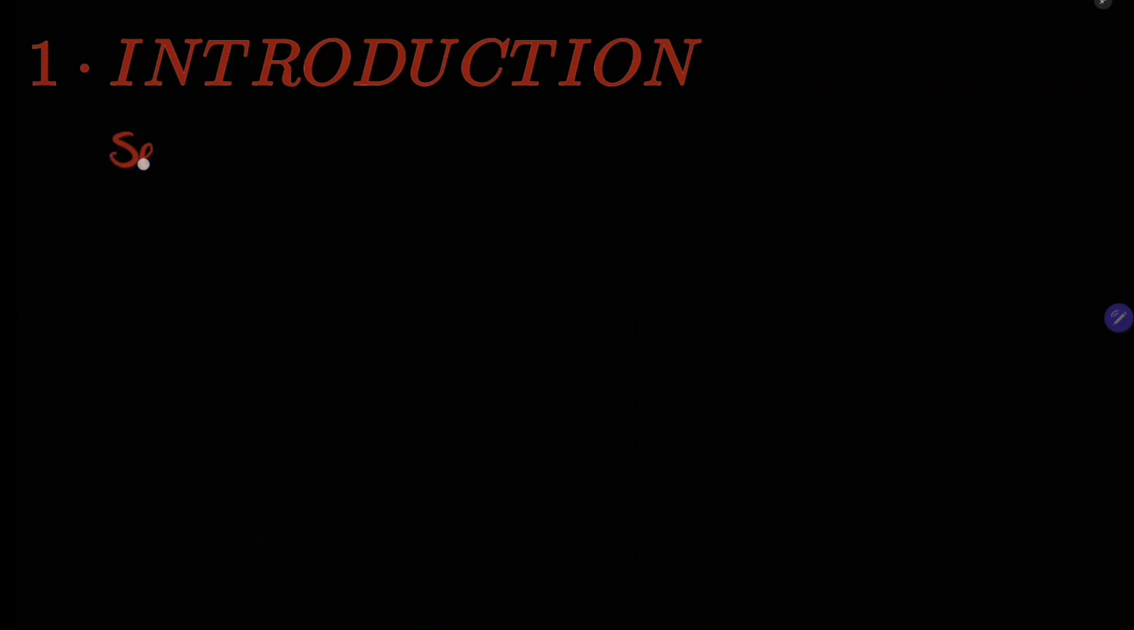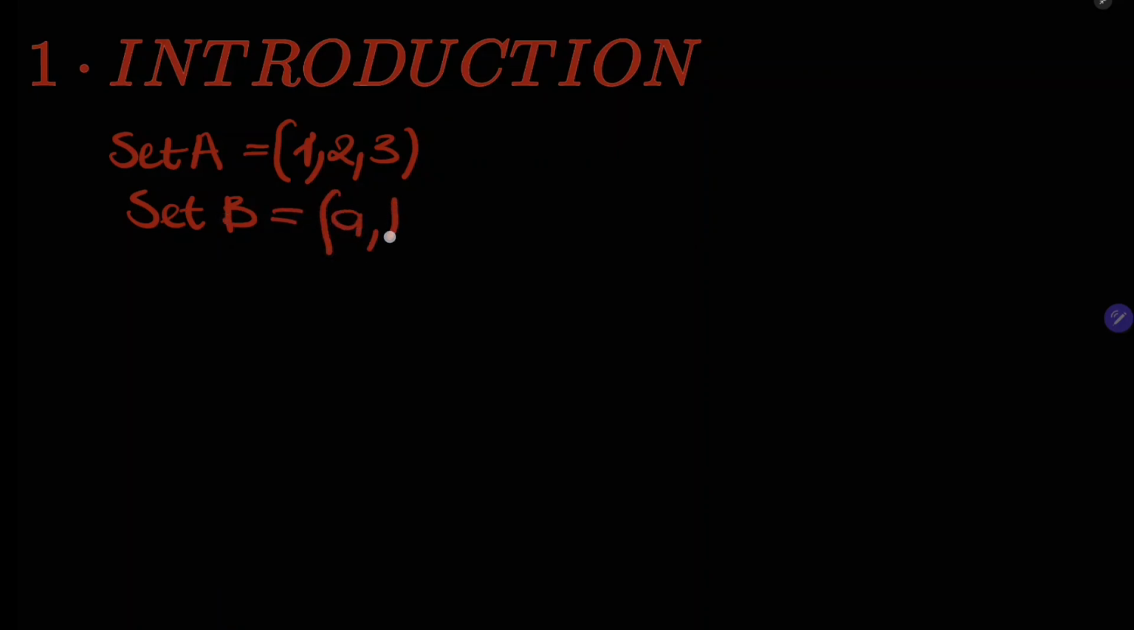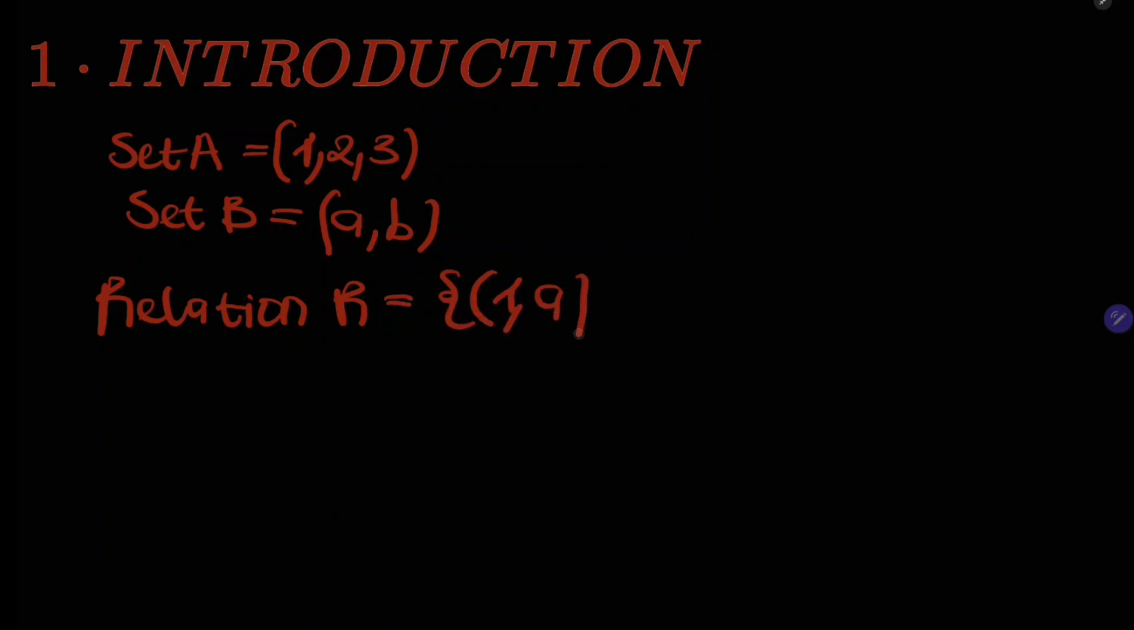Let's say we have a set A which consists of 1, 2, and 3. And we have another set B, which consists of a and b. So, doing the Cartesian product, we're going to say that the relation R is equal to 1a, 2b, and 3a.